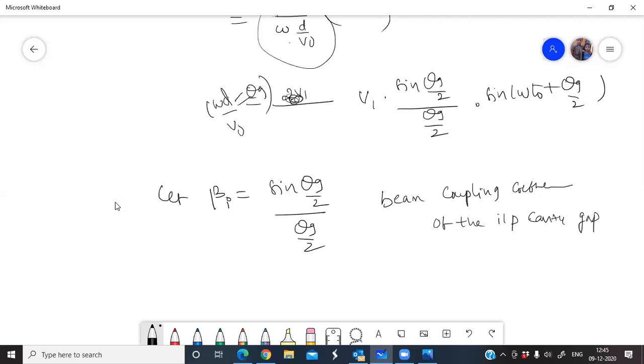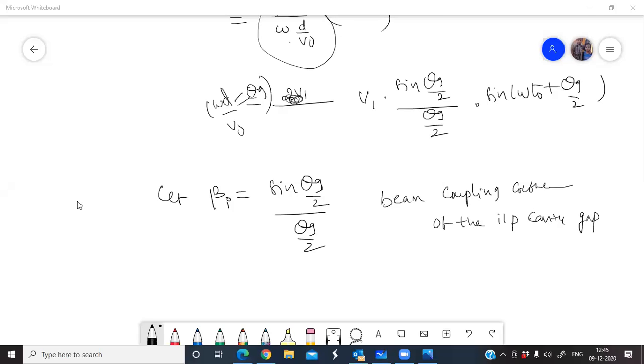I am not talking about the catcher cavity up to now. I am talking only about the input cavity or buncher cavity. So let beta I equal to sin theta g by 2 by theta g by 2. So it is the beam coupling coefficient.